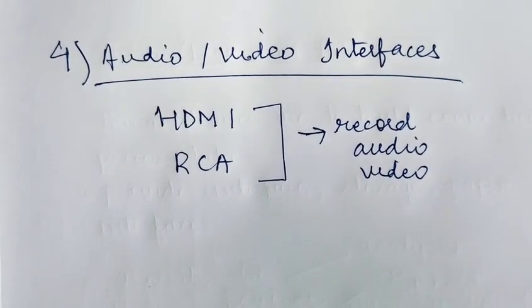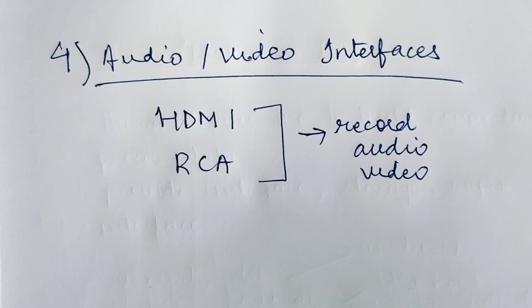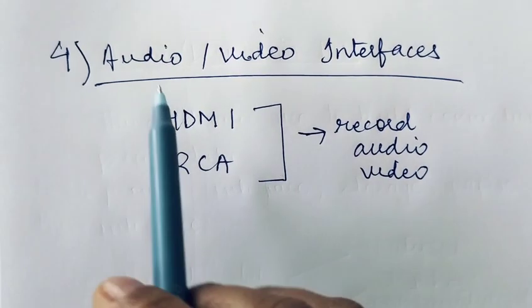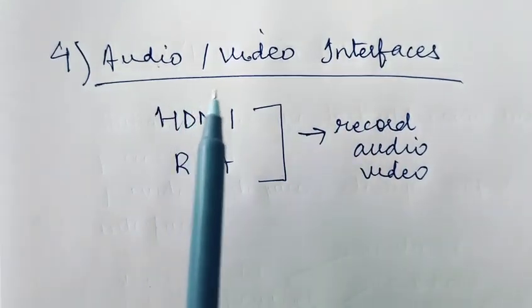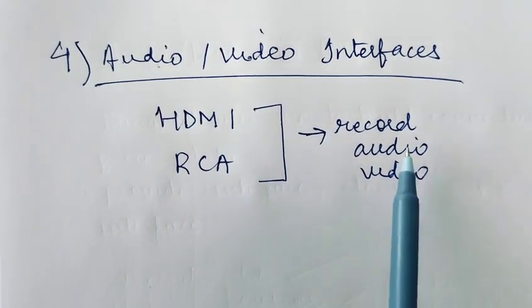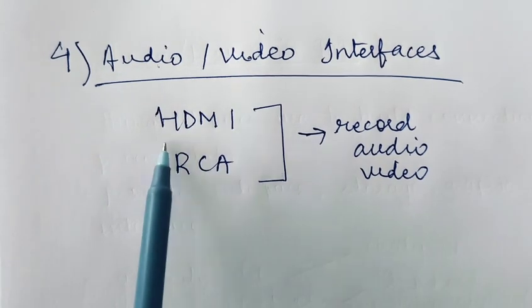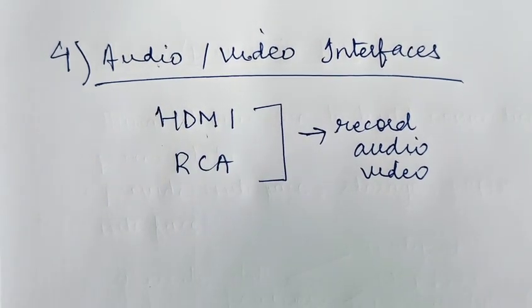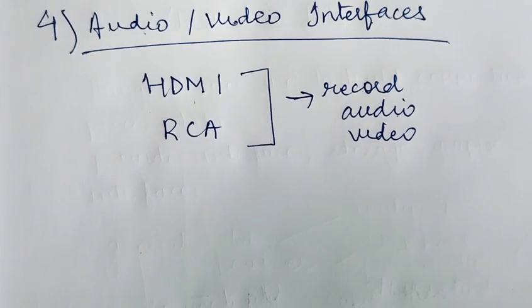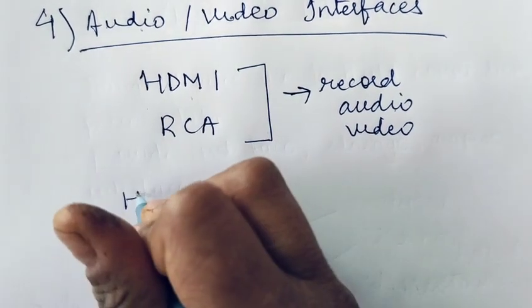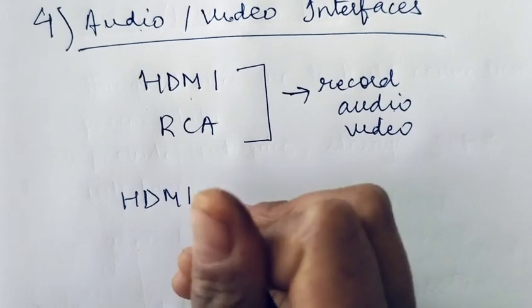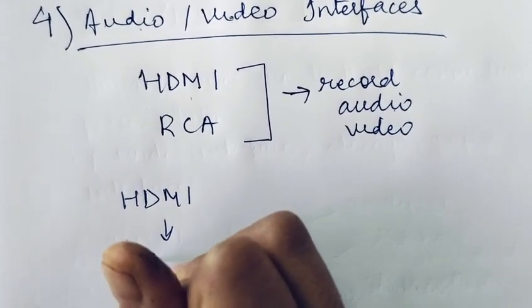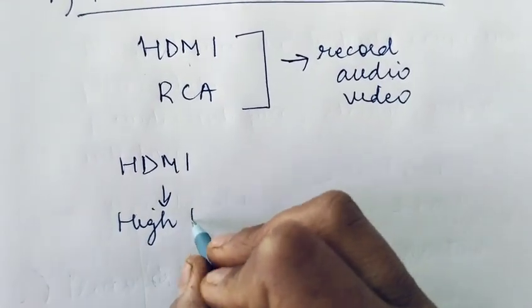Because when you are capturing data, the data can be in the form of audio, the data can be in the form of video. So how do you gather that data in the first place? It is with the help of the audio and video interfaces. The audio and video interfaces used for recording audio and video in an IoT system are HDMI and RCA. Now you would ask what HDMI and RCA are. Basically, HDMI stands for high definition.